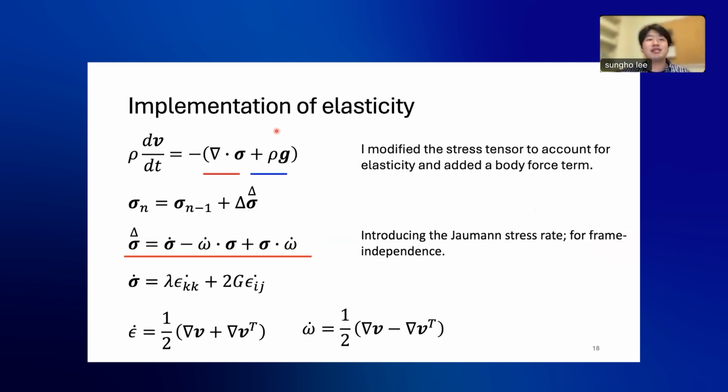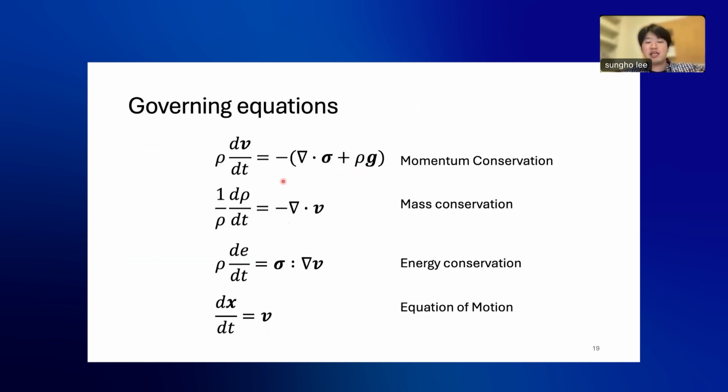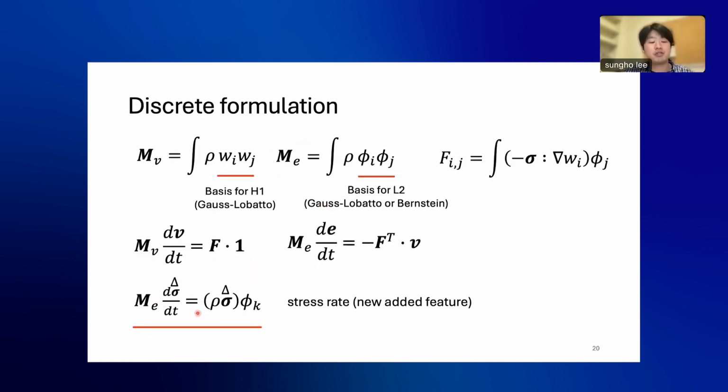To implement the last step, I won't go over the details here. I just introduce what I did. I modified the stress tensor considering Hooke's law and introduced the body force here. Also, we need the stress change, the stress rate. So I introduced the Jaumann stress rate here to be free from the frame, and solve the equation using LAGHOS. And I added the stress update, which can be done in either fully or partially assembled form.